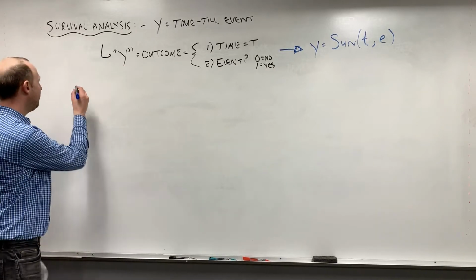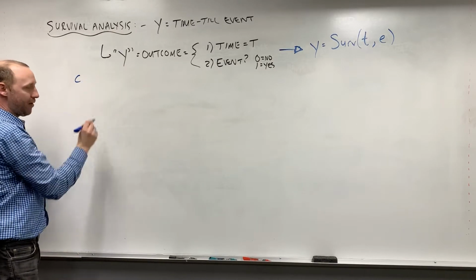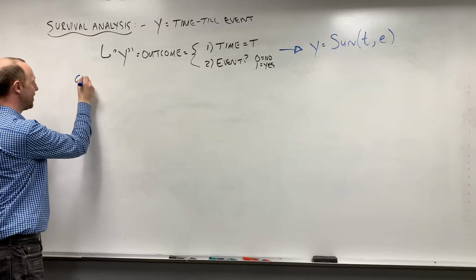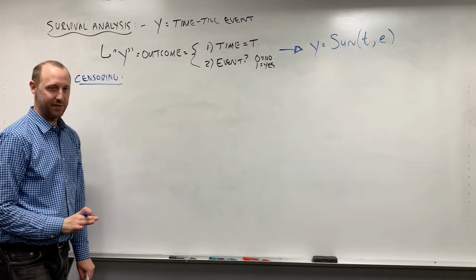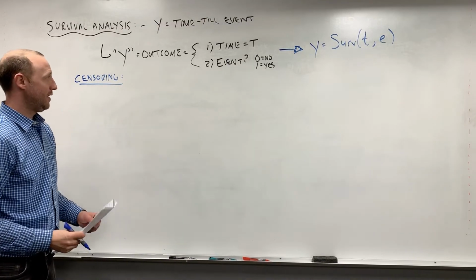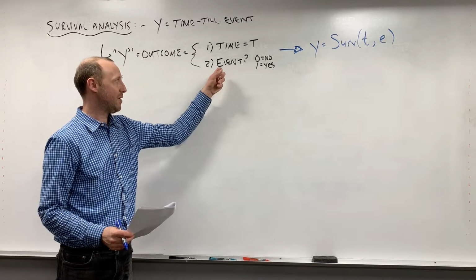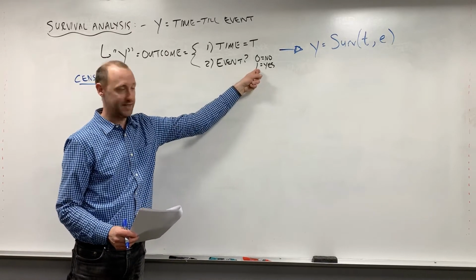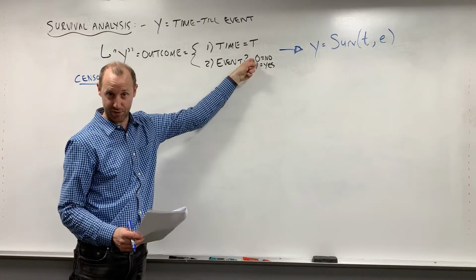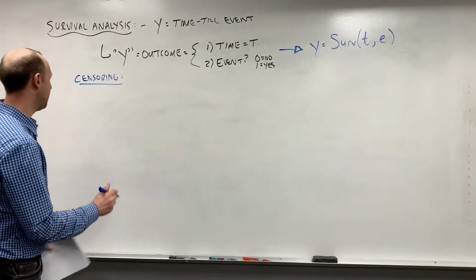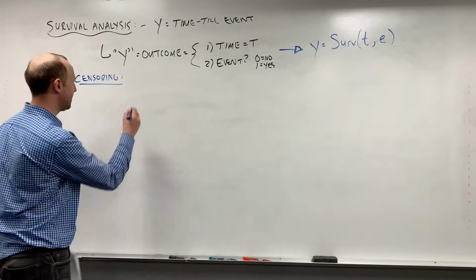We need to talk a little bit about the idea of censoring. We've already informally mentioned that a little bit. Censoring is used as a way of measuring, did the event occur, yes, or it did not occur, it was censored. So let's talk a little bit about exactly what that means.